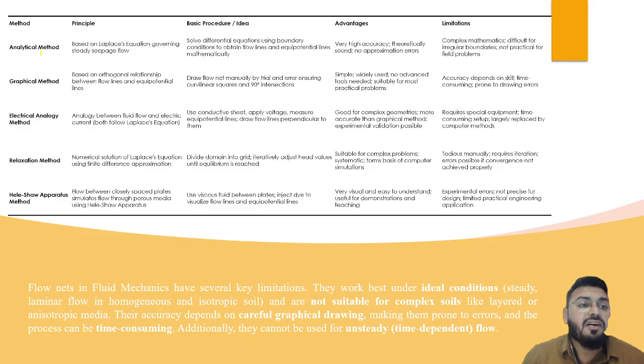Now, what are the methods for construction of flow nets? Its working principle, the basic procedures or ideas, its advantages and limitations. So basically there are 5 methods. One is the analytical method, another is the graphical method, electrical analogy method, relaxation method, and Hele-Shaw apparatus.